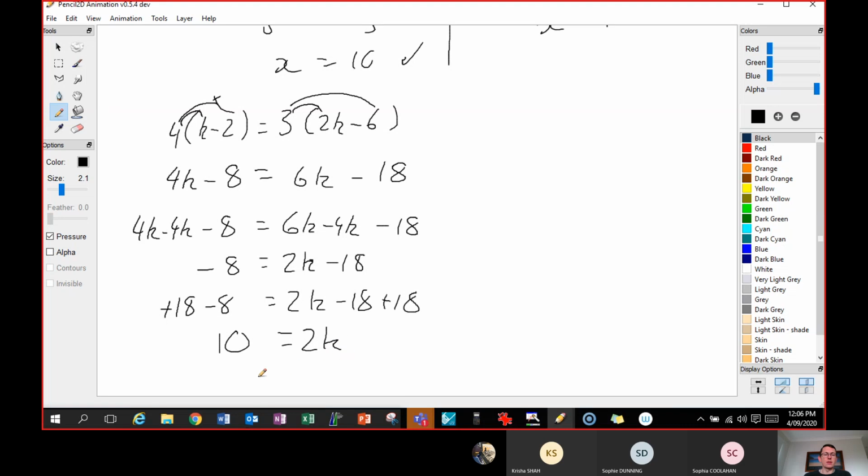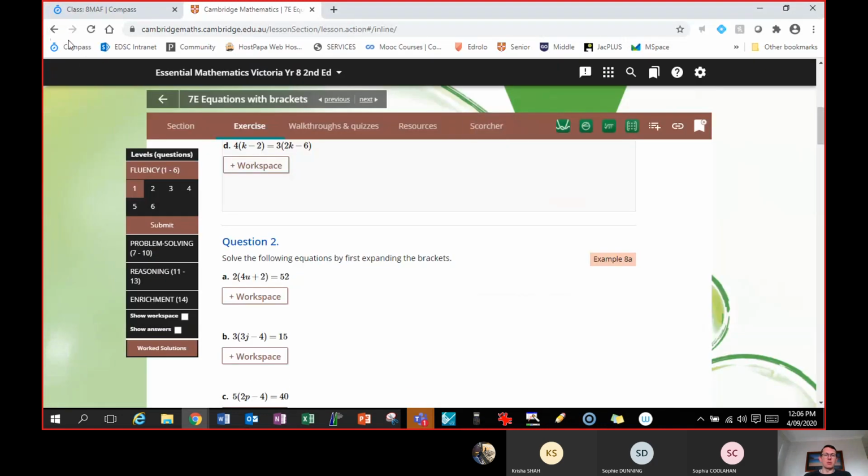Now I've just got to split the k into 2 and divide these by 2. And that would leave me with, therefore, k equals 5. So in this case, you'd have to expand first. That would be easiest. Otherwise, it's going to get really, really tricky. It will still work, but you're going to end up with fractions and it will get a bit more difficult.